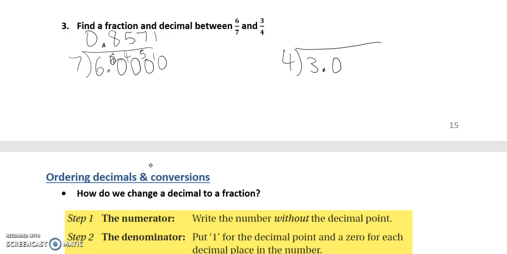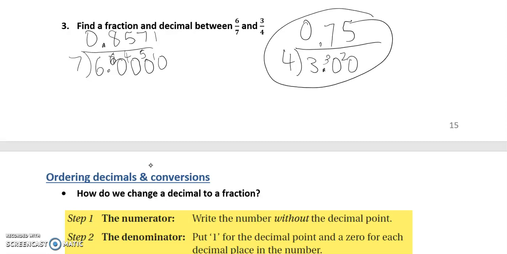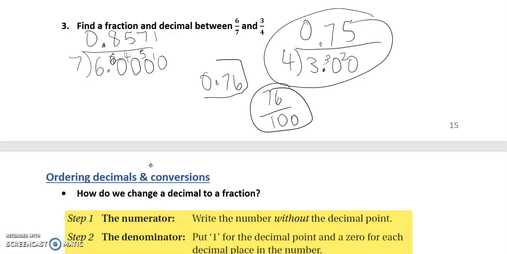So in this next one, we're looking at how many 4's going to 3, none. Well, how many 4's going to 30, 7 with 2 left over, and then 5. So you can see if you want a fraction between these two, you know this one over here on the right, so this one's smaller. So I could say I want 0.76, and I could say 76 over 100 is my fraction between them. Okay, so that's my decimal, that's my fraction answer.